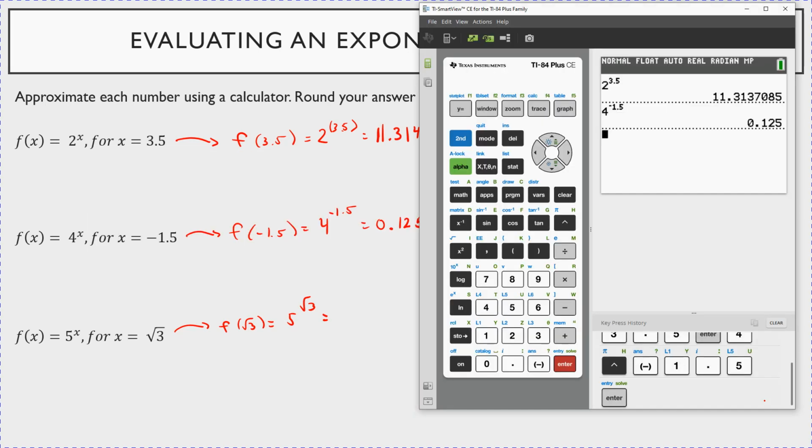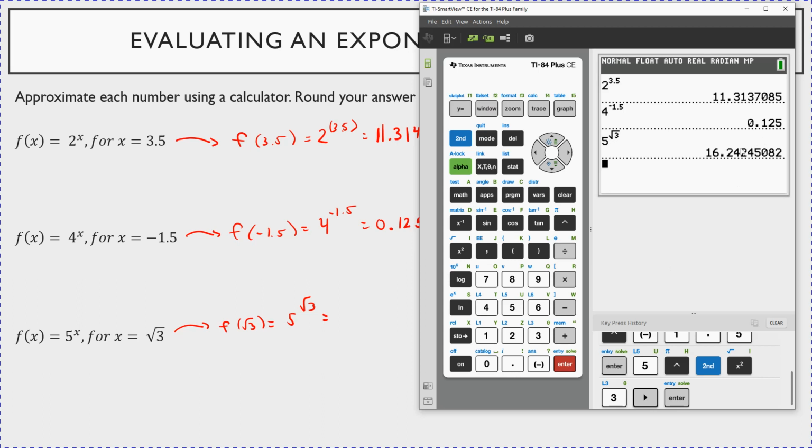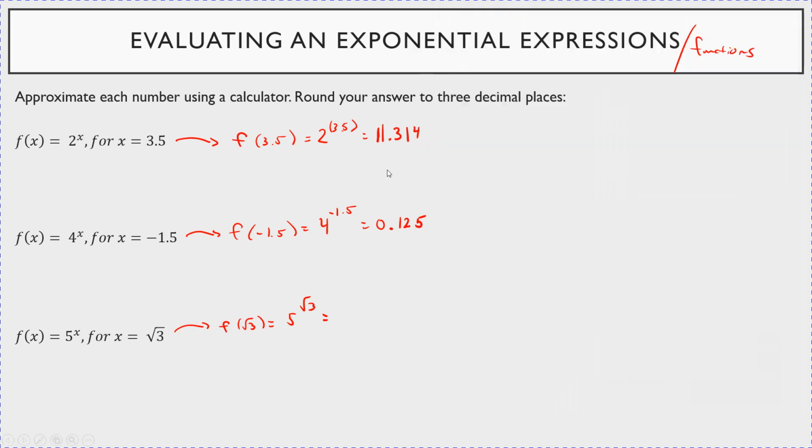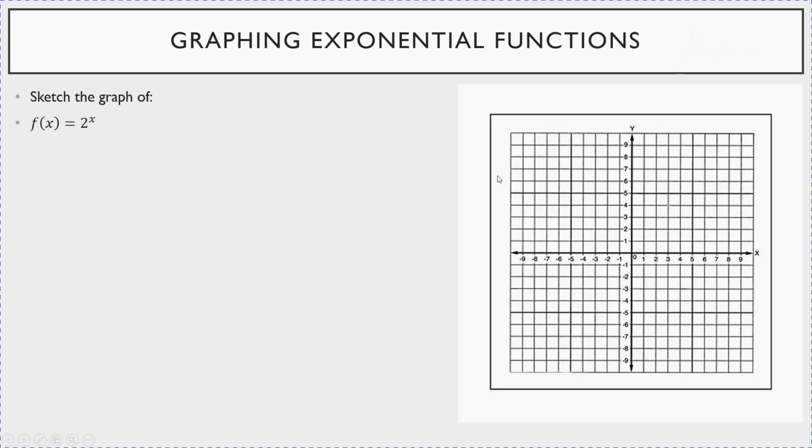So going back to our calculator, I'm going to have to use the square root sign. Ooh, look at this. And this ends up being 16.242. All right, so that's pretty easy, just plugging values into your exponential function to evaluate. Okay, now let's move on and start talking about how you graph these.